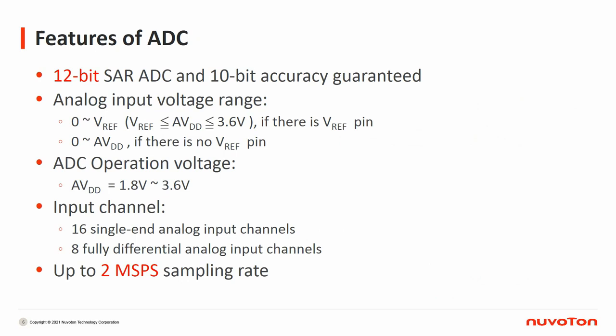Now, we are going to show you what ADC features we have for NuMicro M031 and M032 series. First, the ADC is a 12-bit SAR ADC with 10-bit accuracy guaranteed.